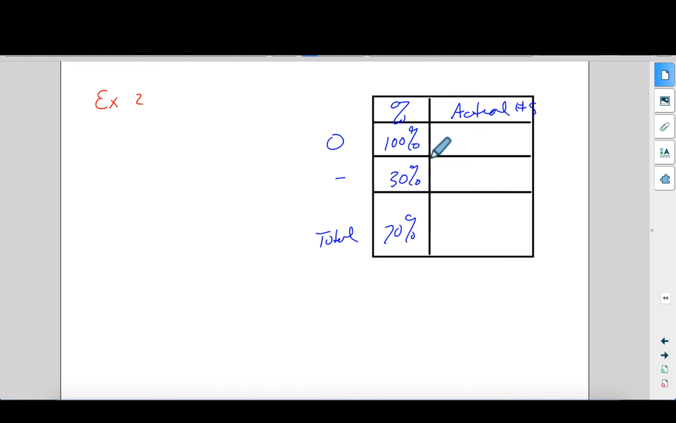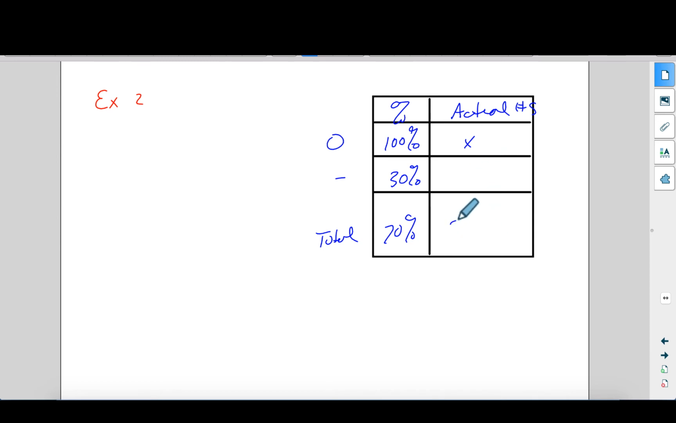If the sale price was $24.50, what was the original? So we don't know what this is. We do know what our sale price is. Well, what's the sale price? That wasn't the 30%. You have to be careful here.